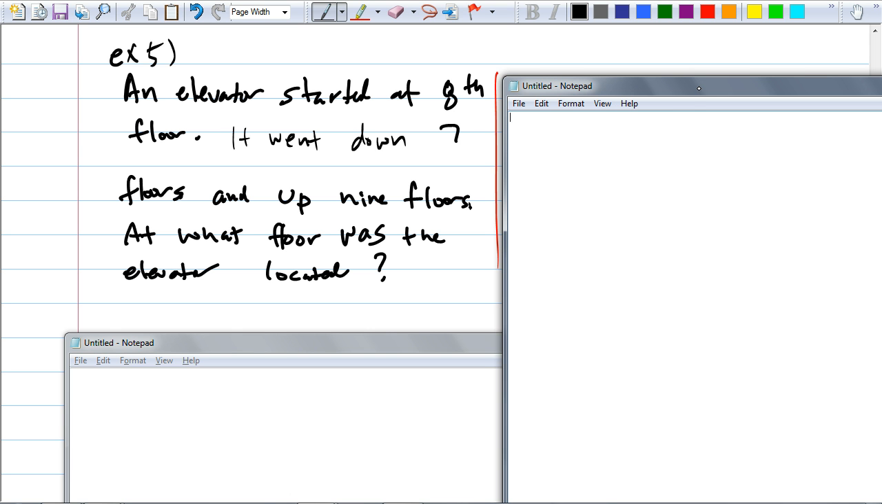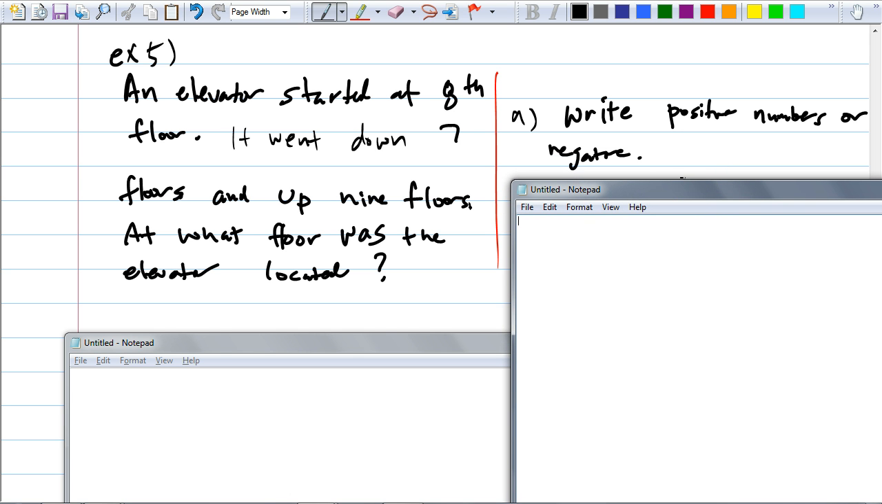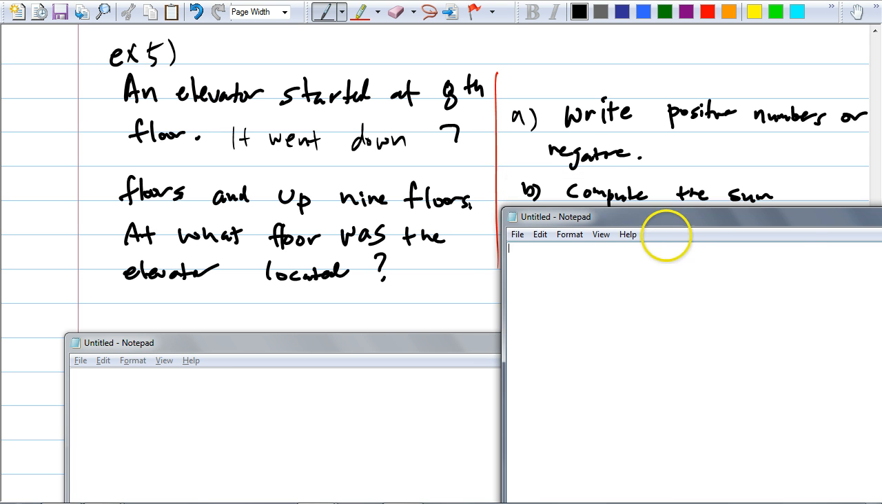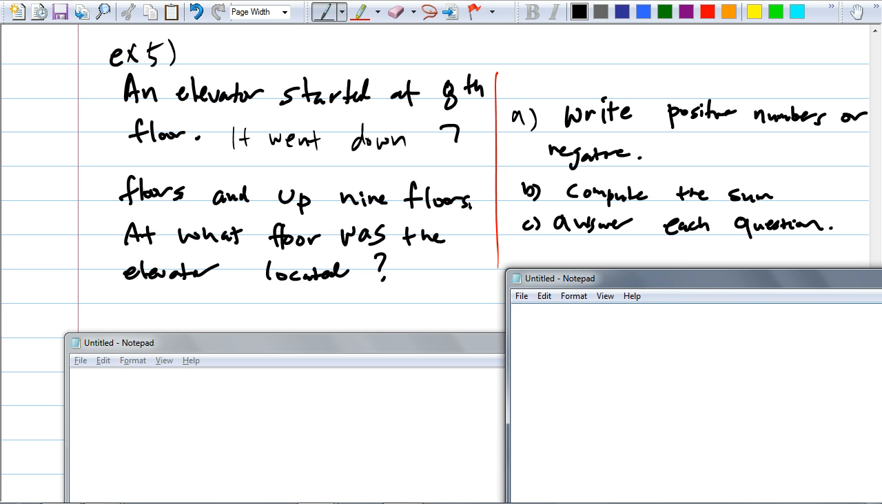This is pretty straightforward, but they ask you these. So A, they say write positive or negative numbers from the problem. How many numbers do you see in this example 5? 3. They want you to write those 3 numbers in terms of positive and negative. And of course, they want you to add them together. Compute the sum. This is the instruction you will see for tonight's homework. And lastly, they want you to answer the question.